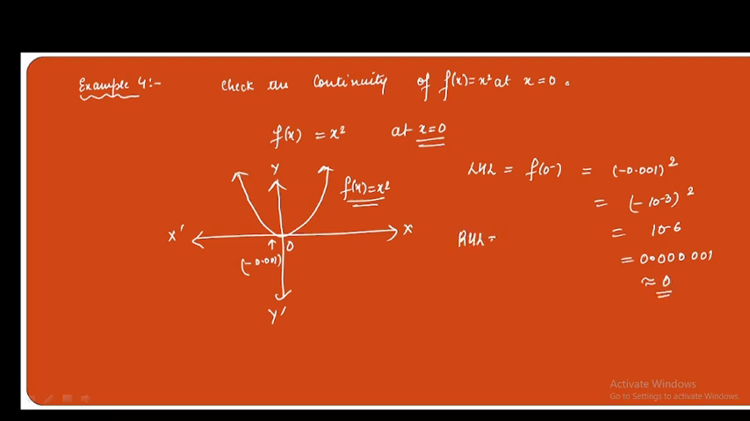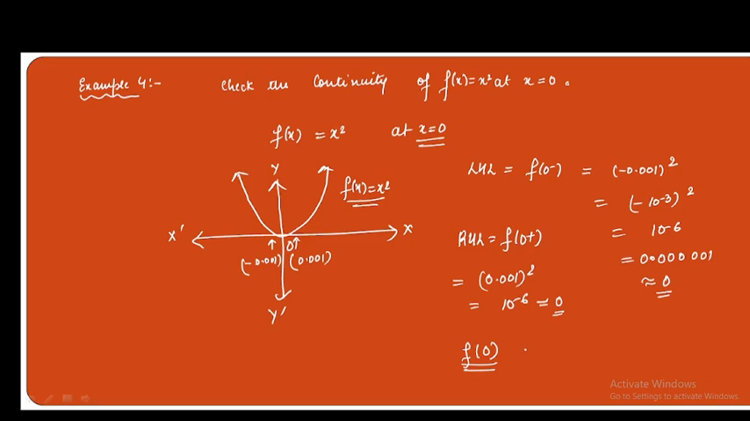Next is RHL, which is f of 0 plus, and take any value, let's take 0.001. So 0.001 raised to the power 2, because it is x square, it will be 10 raised to the power minus 6, and again it will be very close to 0, right? Because it is a very small value, so its value will be close to 0. So LHL is equal to RHL, right? Now means limit exists.